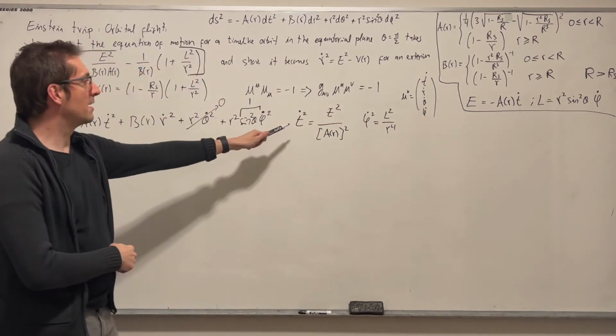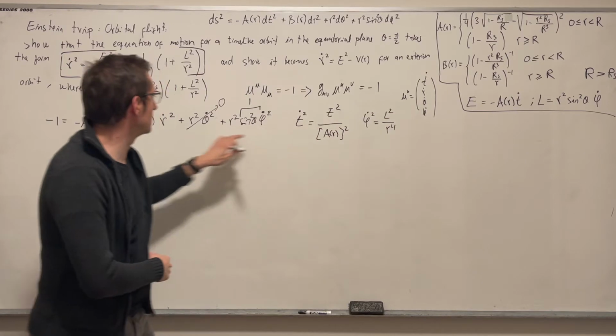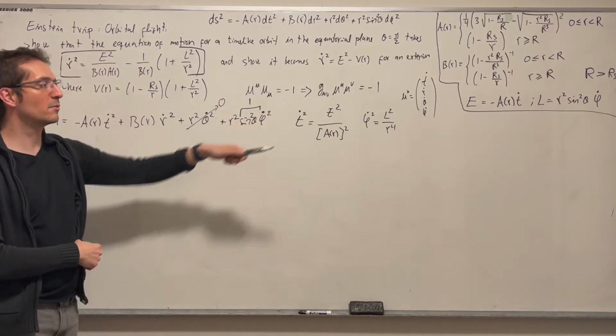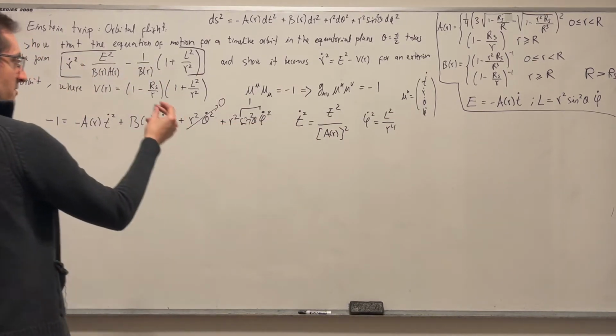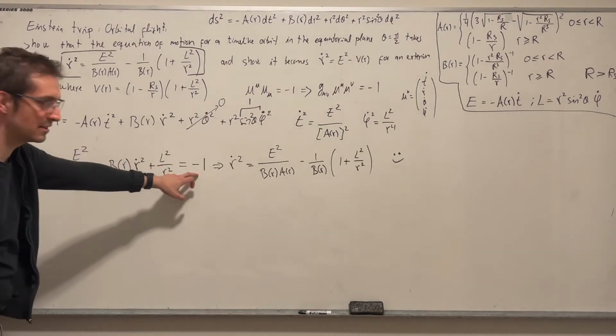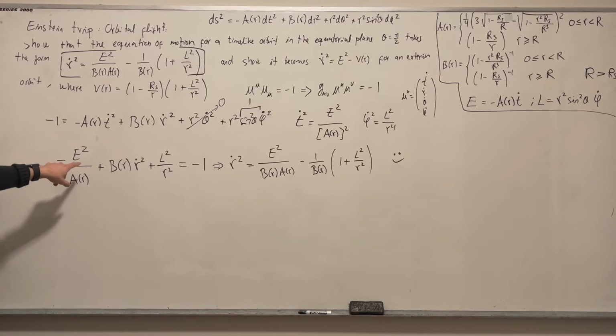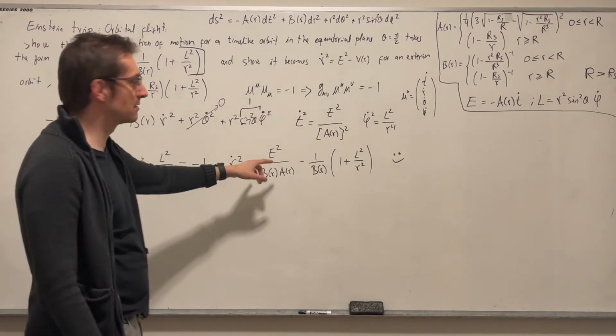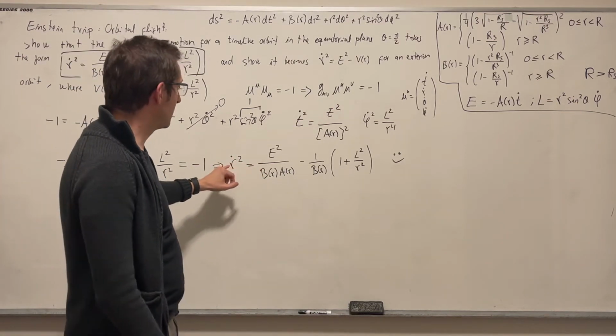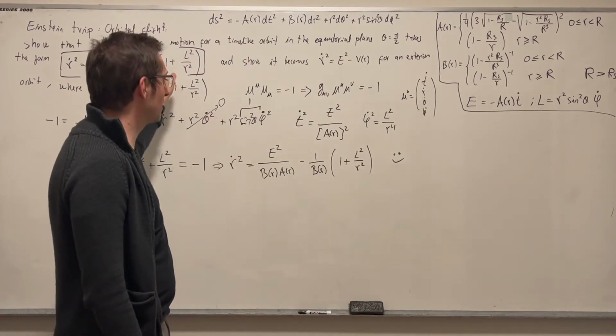So now I can substitute t dot and phi dot in this equation by the conserved quantities and the coefficients that I found, which gives me this. Minus 1 is this one, and then I substitute t dot and phi dot. I get this equation, and very simple algebraic manipulations, this is arithmetic, yield this other equation. And this equation is exactly what I was asked to prove.